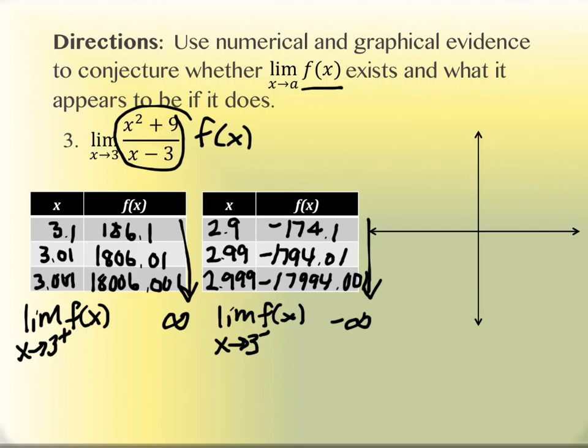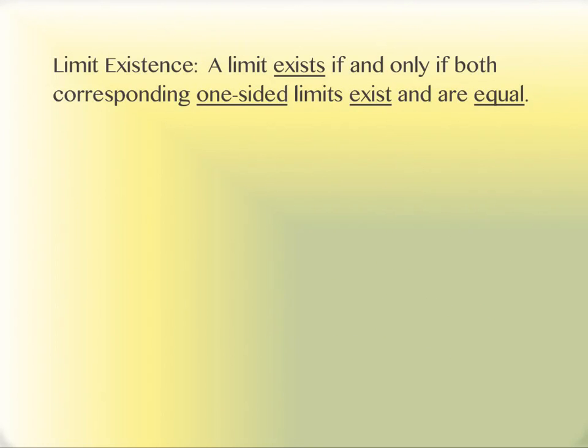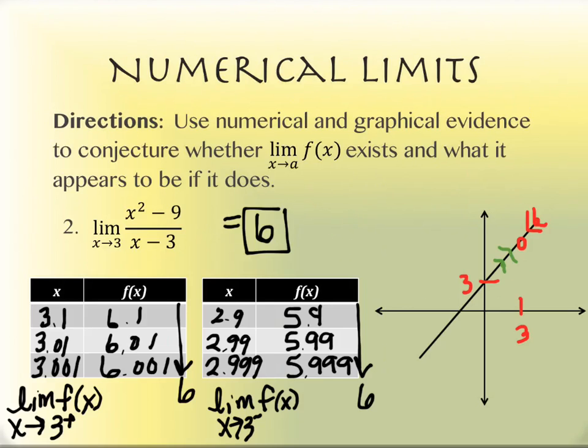Now, we talked about last time, and I'll go back to the slide where it says it, this idea of limit existence. And we said a limit exists if and only if both corresponding one-sided limits exist. And we will talk later in section 1.5 about whether the infinities we should call them as being existing or not. But it also says they have to be equal.